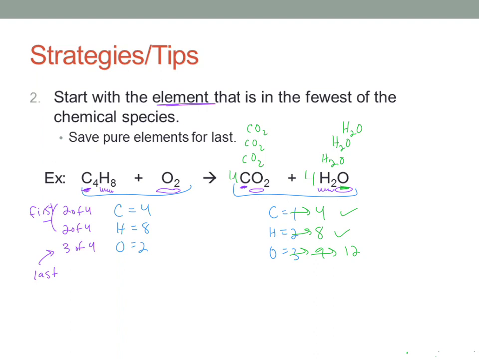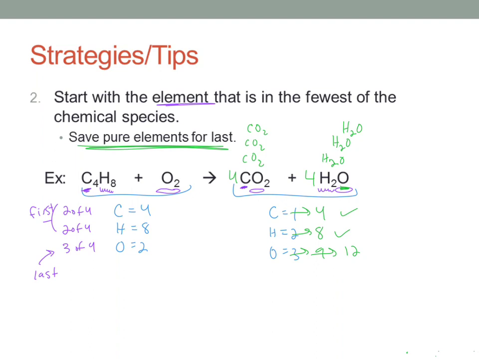So I fixed my carbons, fixed my hydrogens. Nailed it. Now I'm going to come to my oxygens, right? I'm going to save that for last. And it's kind of nice when you save pure elements for last, because when you add a coefficient to them, they only affect that element. They're not going to affect carbon and hydrogen and oxygen or something like that.